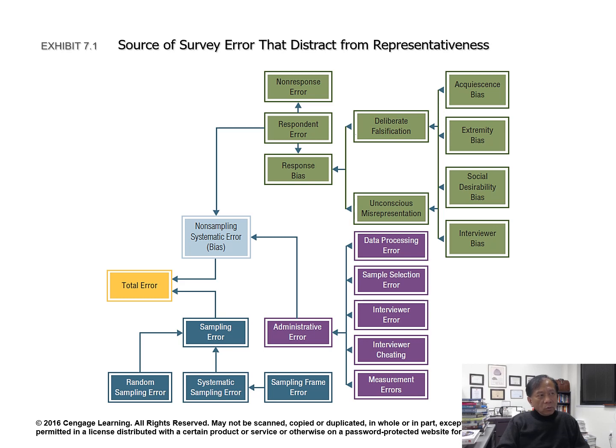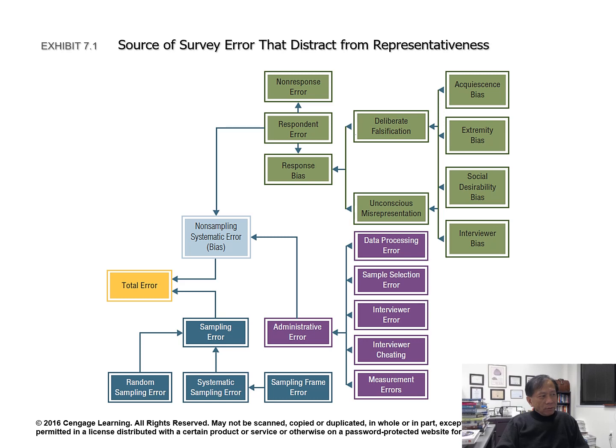All these will contribute to either deliberate falsification or unconscious misrepresentation. And both of these will feed into response bias. They responded, but there's bias, right? So all these will feed into non-sampling systematic error, not because of sampling issues, okay? Now, don't get frustrated, okay? There's more. There is also the sampling error. That is when you select your sample, you introduce the error.